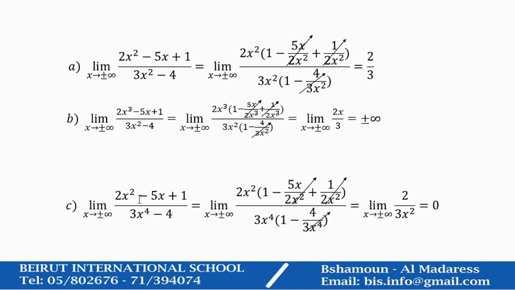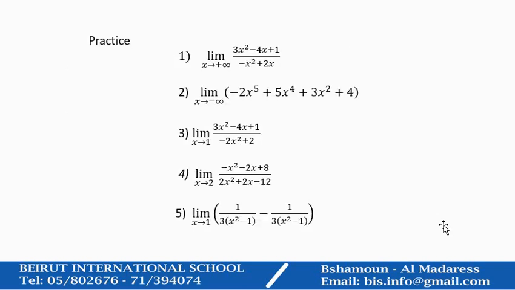The third case, when we have the denominator's degree higher, also you take the highest degree common factor. You end up with a limit of 2 over 3x squared. By substituting for x, a number over infinity will be 0. To practice, you need to solve these exercises.